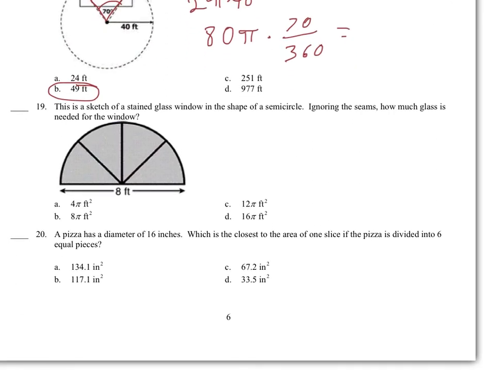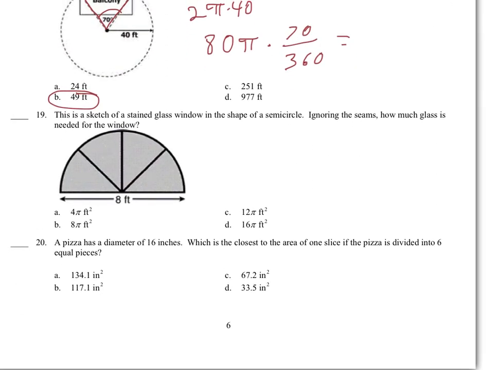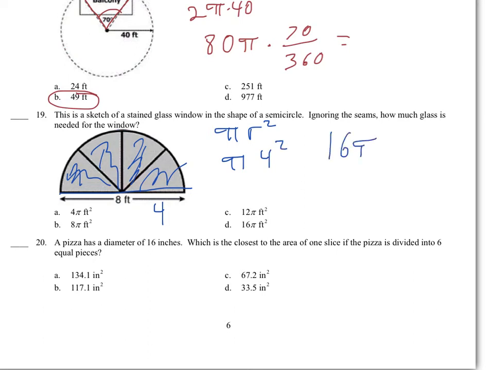Okay, another word problem with a similar type of process, except this time we're looking for how much glass is needed for the window. We're looking for the area of this half circle, basically. Its diameter is 8, so the radius is half of that, which is 4. We're talking area, so we're going to use the pi r squared formula, which is the area of a circle. Pi times radius 4 squared, so we end up with 16 pi.